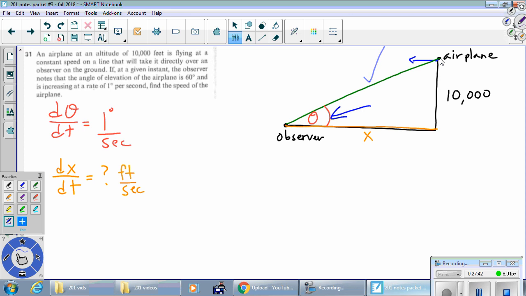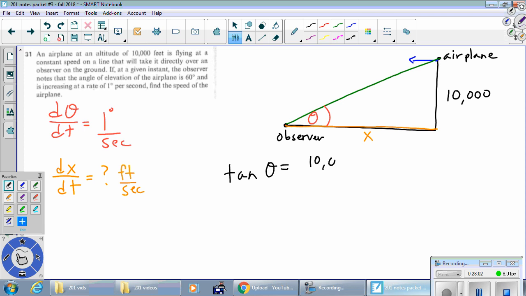And the equation we're going to use is one of our trig functions. With respect to theta, this 10,000 is the opposite side, and this x is the adjacent side. And so the magic equation is going to be the trig function that relates opposite to adjacent, and of course that's tangent. So we know tangent of theta is opposite over adjacent, 10,000 over x. So there's our magic equation. And I'm ready to take a derivative of that magic equation right here, right now.